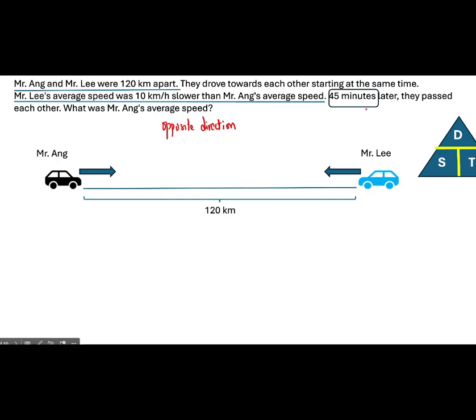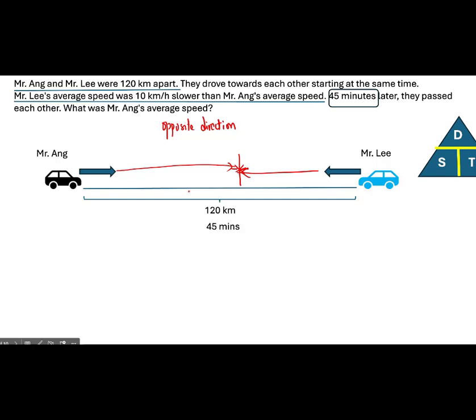So 45 minutes later, what exactly happened in 45 minutes time? He would have covered somewhere here. So here, they would have met at this point, somewhere around here, right? So when they meet at this point, Mr. Ang would have covered this much entire distance and Mr. Lee would have covered this distance. So totally they have covered 120 kilometers. And in how much time?